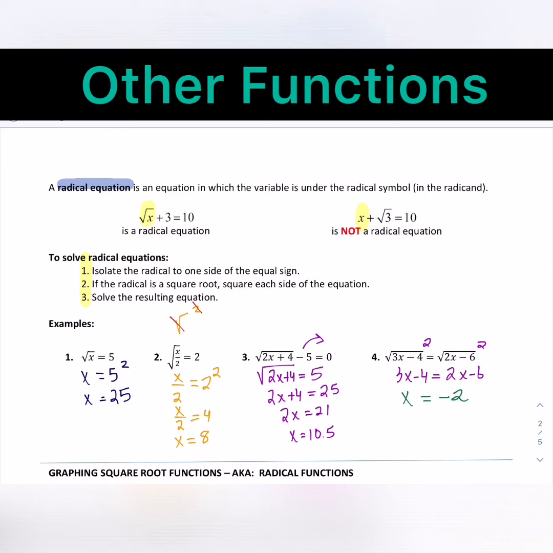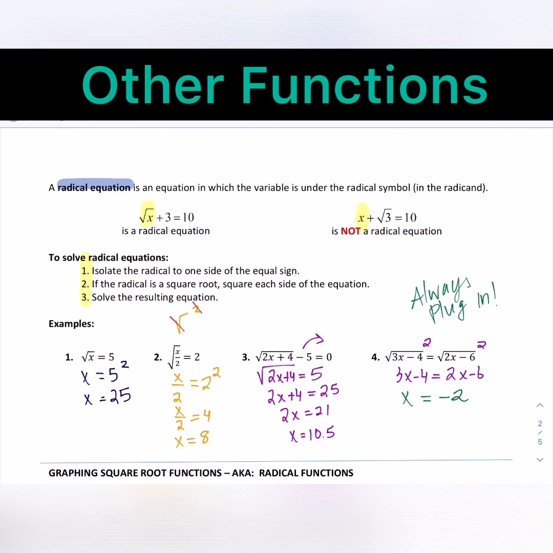Now, as always, you always go back and plug in. Always plug in, especially when there are variables on both sides of your equal sign. But if you plug in a negative 2, you end up getting the square root of negative 10 on both sides, which is fine. Even though it's an imaginary number, it's still the value of negative 2 works. All right, so that is how you solve square root equations.